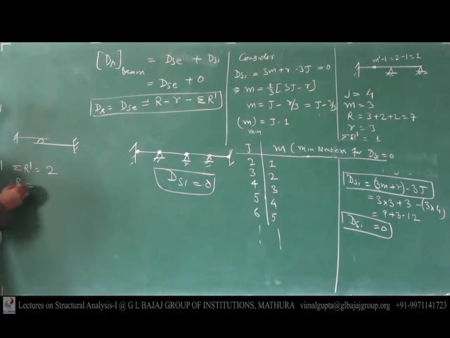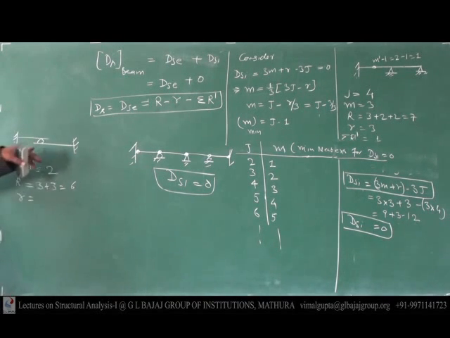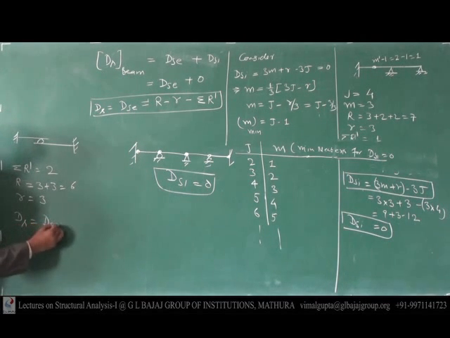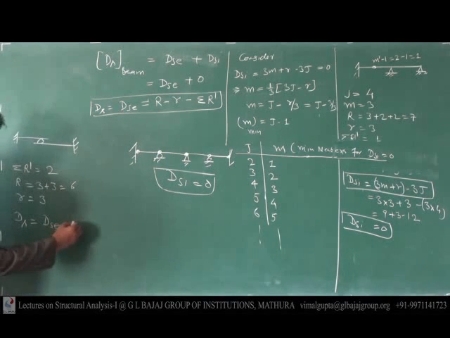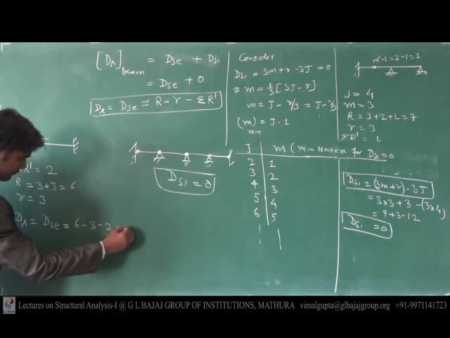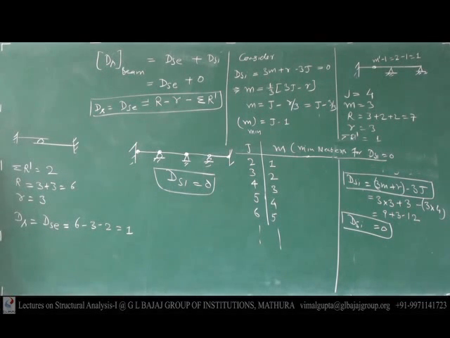And capital R, the total number of supports, 3 here, 3 plus 3 equals 6. Small r, since it is plane, always 3. So DS equals how much? 6 minus 3 minus 2 comes to be 1. Clear to everybody? And the value of DSI, if someone asks, you know very well, tell that it is 0. Clear?